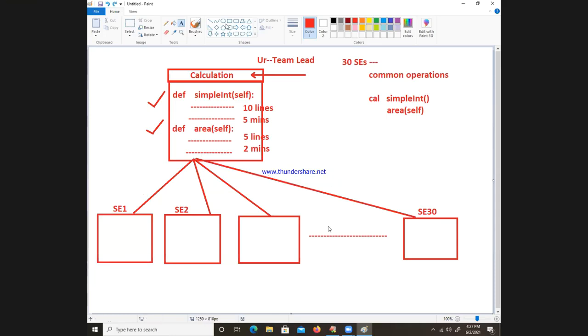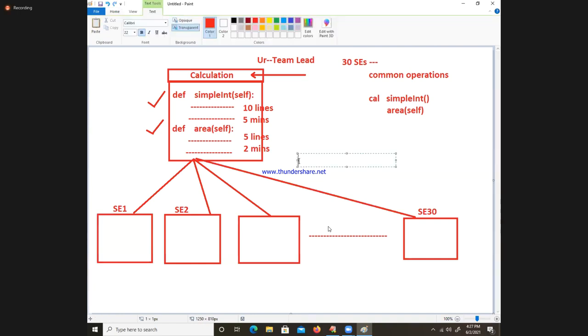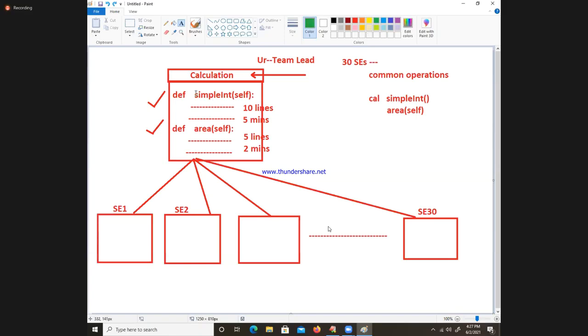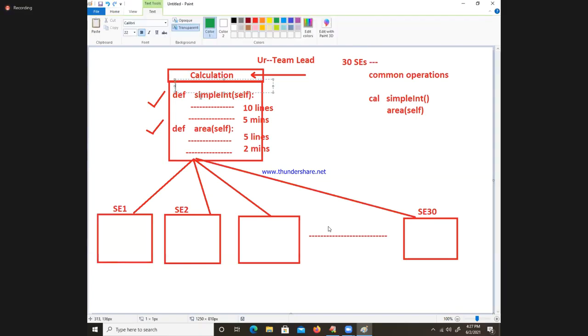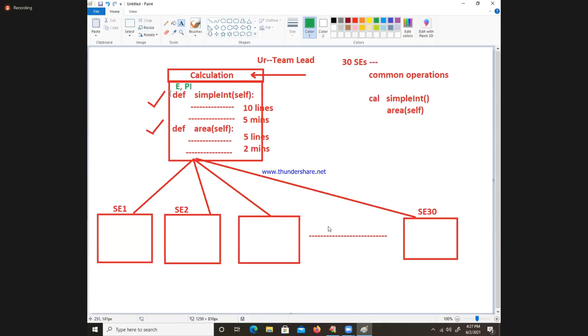Take one more thing also. In the class called Calculation, there are data members. What is the data member called? E. E and pi, the logarithm of E and the pi value, which are common. These data members and methods in the class are common for all these SEs, and they want to get them in the classes SE1, SE2, SEn. N number of SEs are obtaining them in these classes. This mechanism is called inheritance.